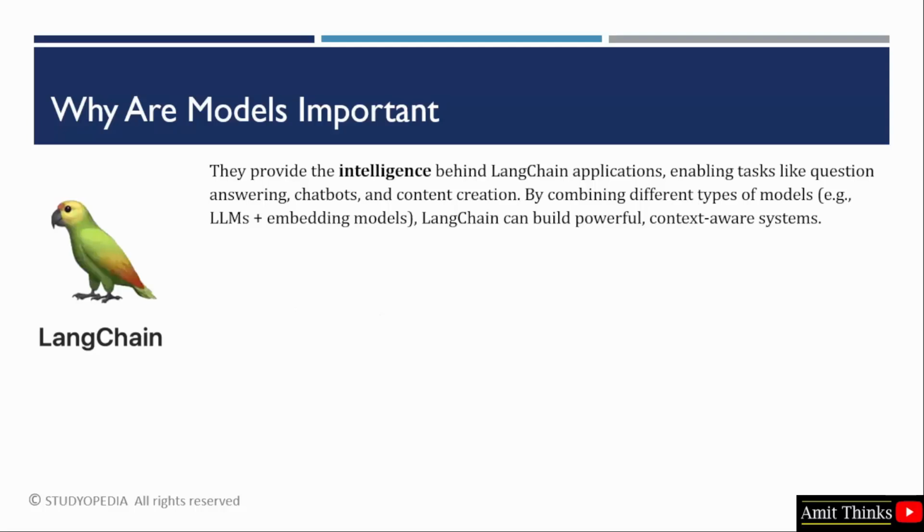Now let us see why these models are important. They actually provide the intelligence and are the brain behind LangChain applications. So that tasks like creating content, summarizing text, question answering can be easily achieved. By combining both the LLM as well as your embedding models, LangChain can be used to build powerful systems. So guys, we saw what is the models component in LangChain.